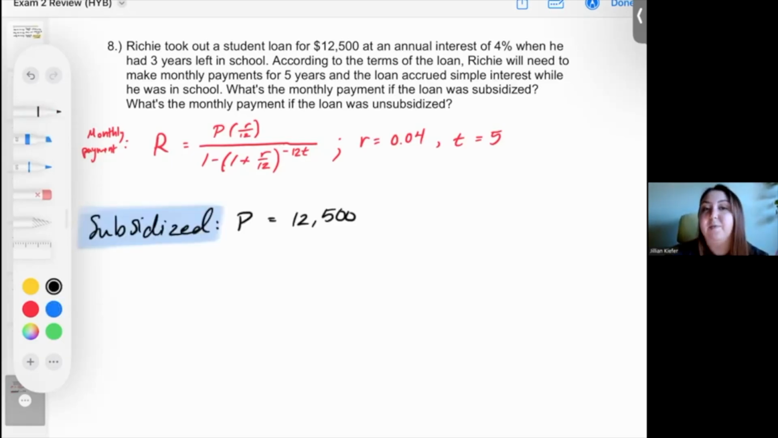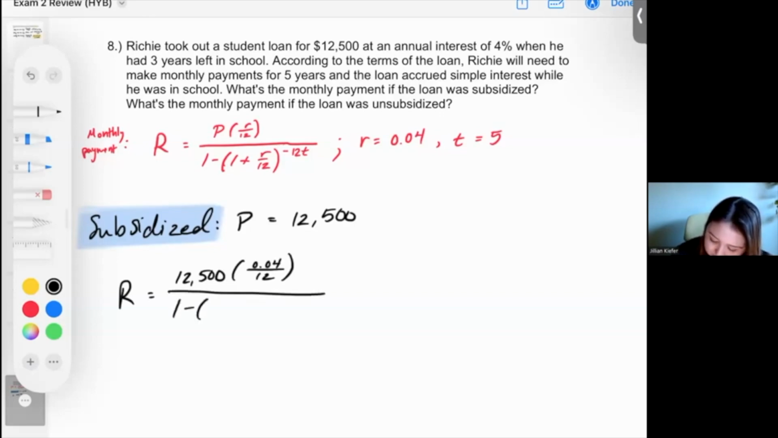Our original principal being $12,500. So for our subsidized loan, we use our monthly payment formula with our original principal, $12,500. So we have R is equal to 12,500 times 0.04 divided by 12, divided by 1 minus (1 plus 0.04 over 12) to the power of negative 12 times 5. Now remember, this is money, so we're rounding to 2 decimal places.